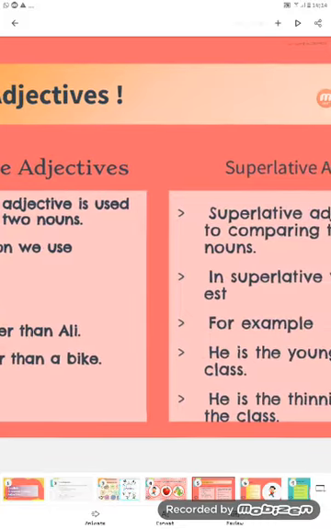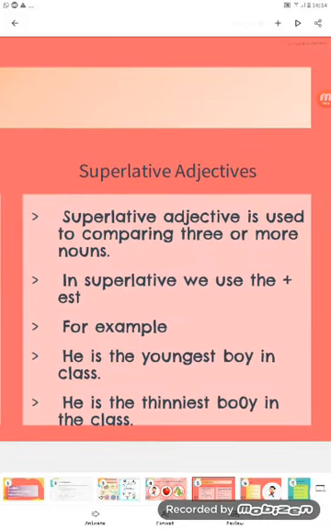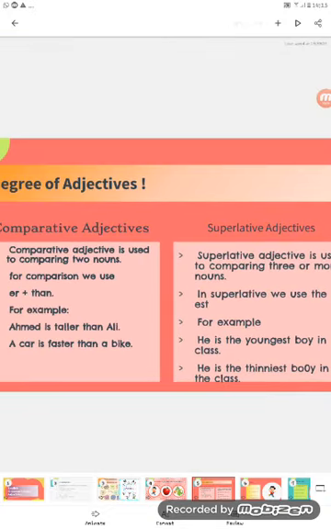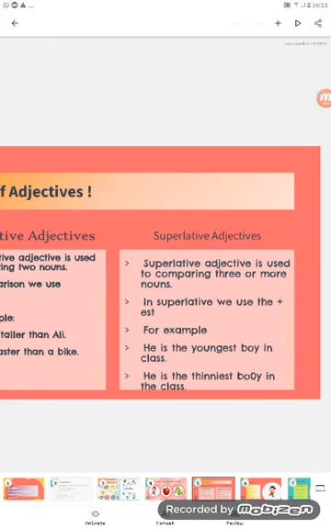Now let's move to what are superlative adjectives. Superlative adjectives are used to compare three or more nouns. Okay, remember this, three or more nouns. In superlative we use the plus est. Here please be attentive that we do not use than. Than is only used in comparative adjectives, and in superlative we use est at the end of adjectives. Here we do not use than.